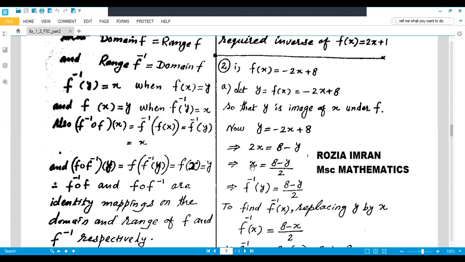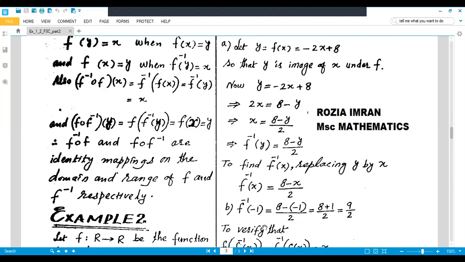When you find the value of x, that will be x is equal to f inverse y, because it is the image of the function, so f inverse y is 8 minus y over 2. So y is equal to f of x, and x is equal to f inverse y. To find f inverse x, replace y by x. Where you find y, you put x.